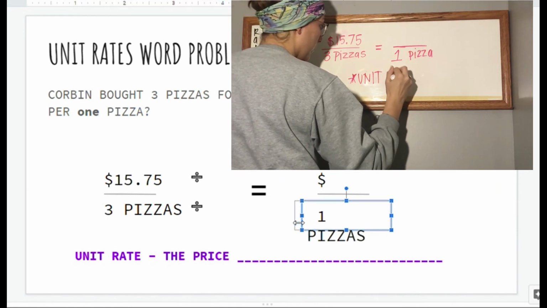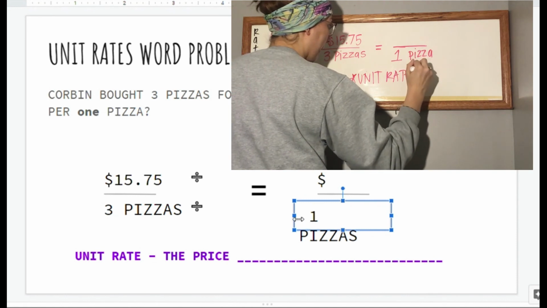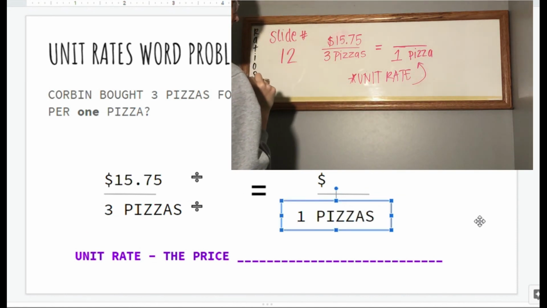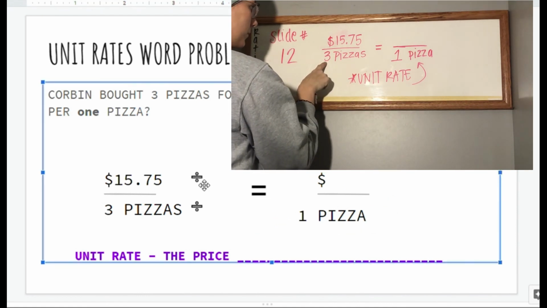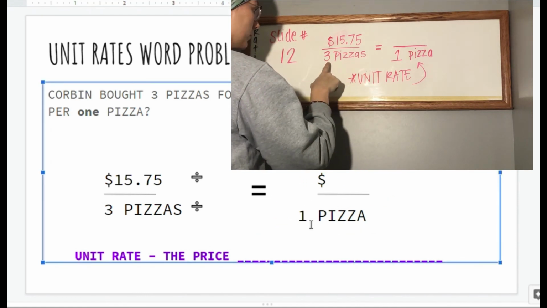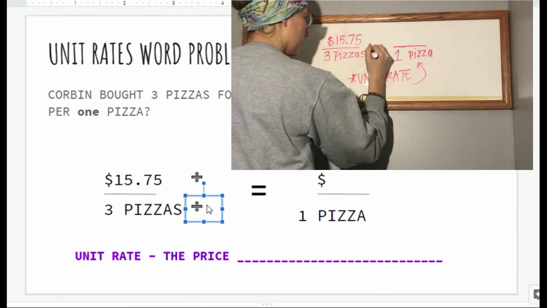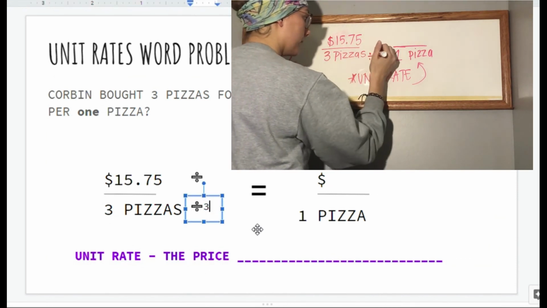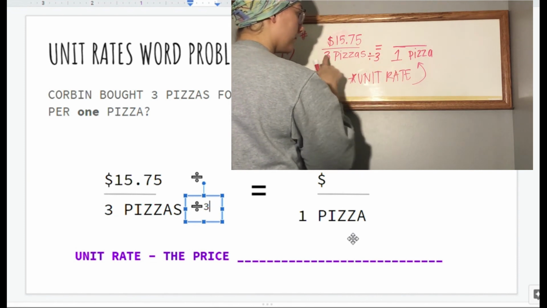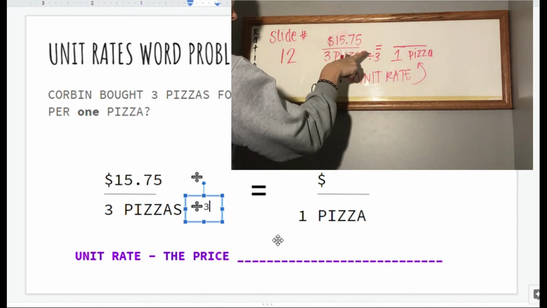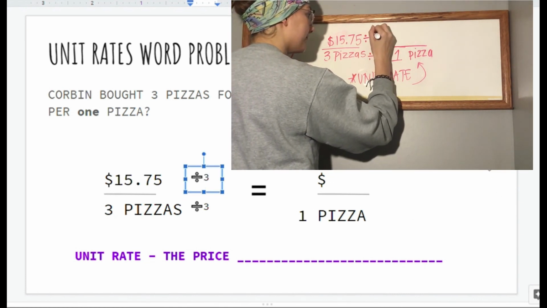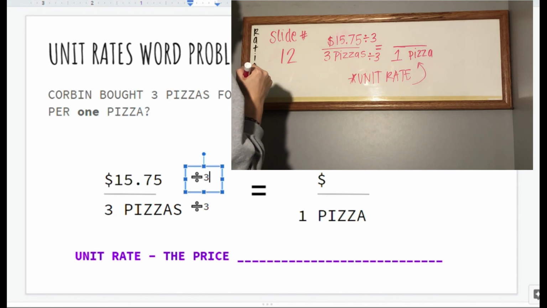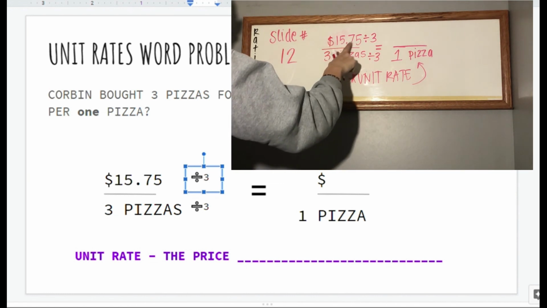So if Corbin decided that he really wasn't that hungry, he only needed 1 pizza, what would we have to do to go from 1 to 3? We have to divide 3 by 3 to get to 1. So remember, whatever I do to the bottom, I have to do to the top. So now I have $15.75 divided by 3.